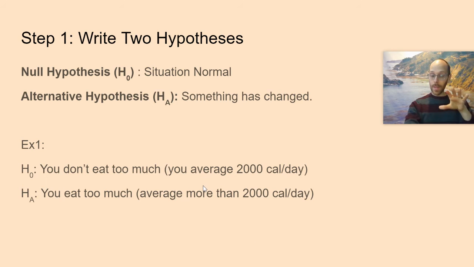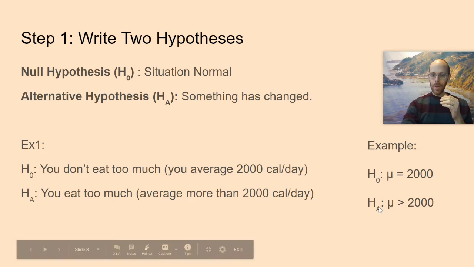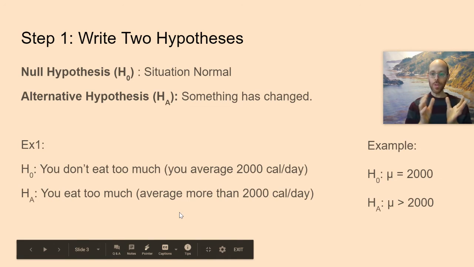Rather than having to write all of this all the time, what we prefer to do is to use some of the notation we've learned. So another way that you could write this null hypothesis is that mu. Now, mu is a population mean. And so in this case, mu would be the mean of all the days where you've eaten food in your entire life. We're saying that that mean is 2,000. And then the alternative hypothesis would be that mu is larger than 2,000 because we're saying you eat too much. All right, so two hypotheses.